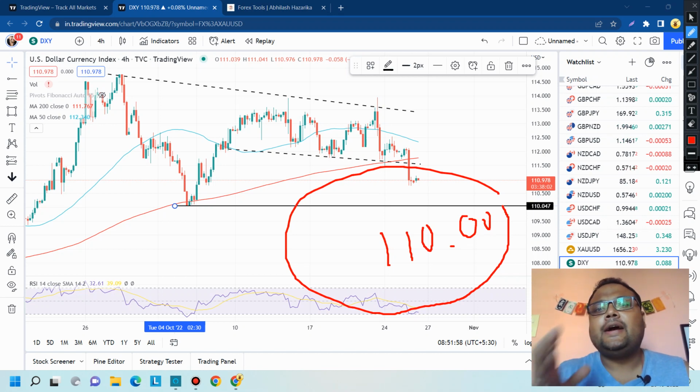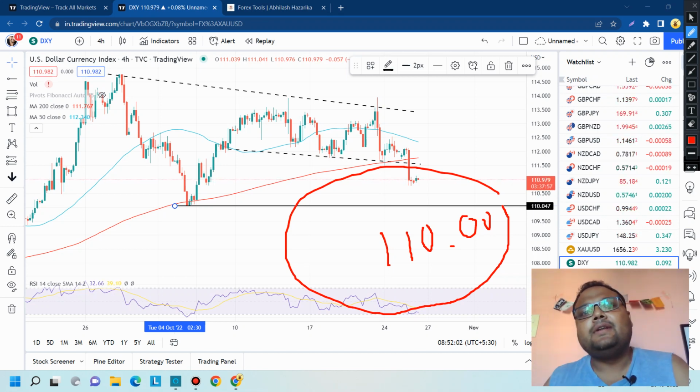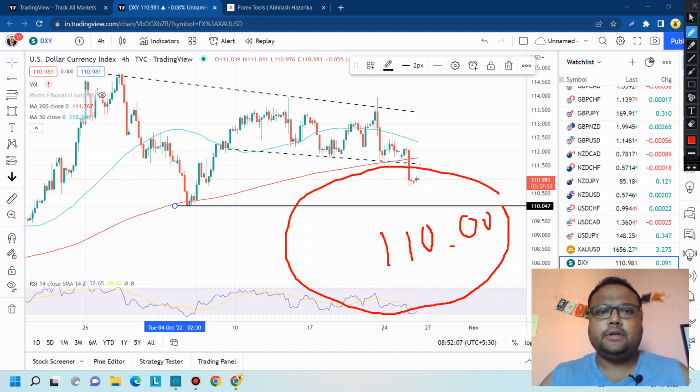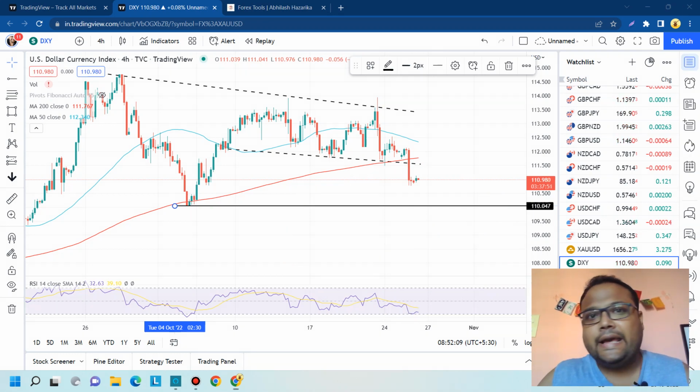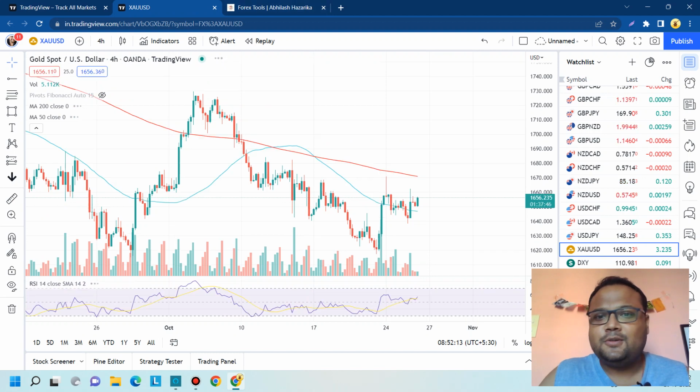DXY will definitely try to take support and bounce, because if DXY breaks 110 level, there will be a change of structure. So this level will be very important for DXY. Now let's have a look at the chart of gold.